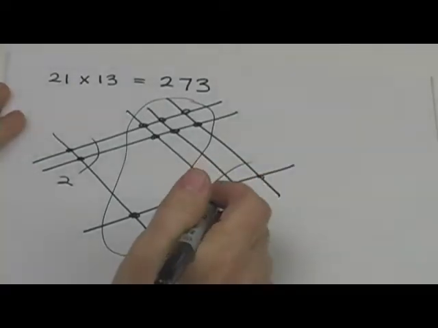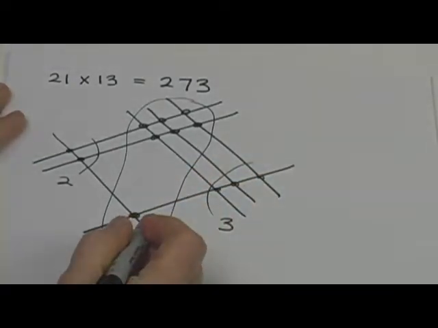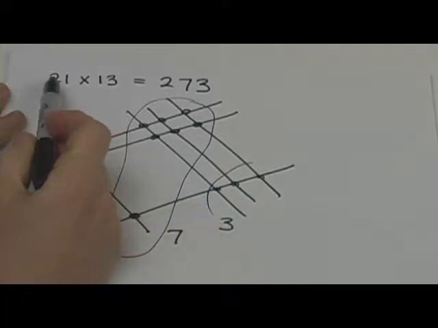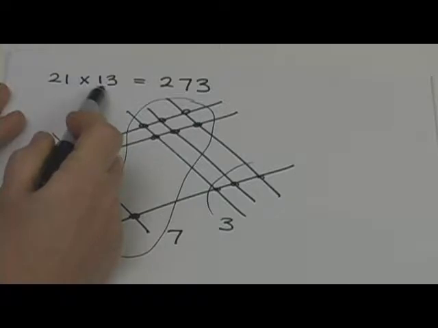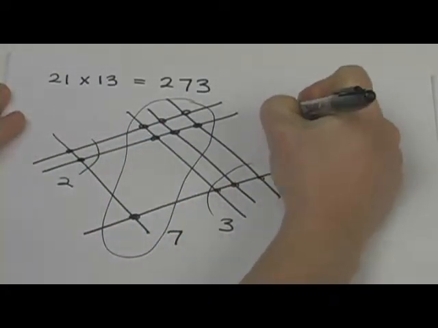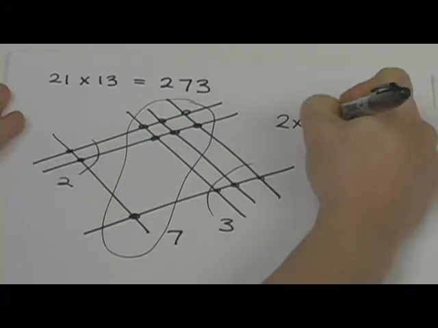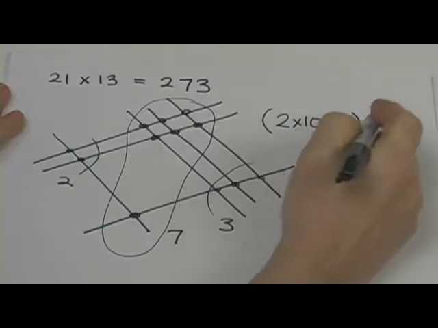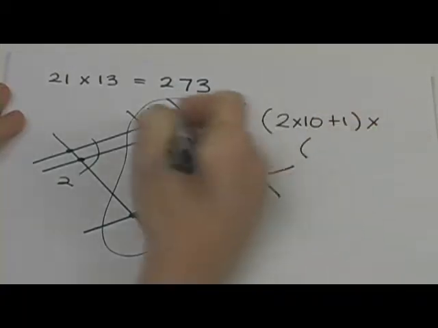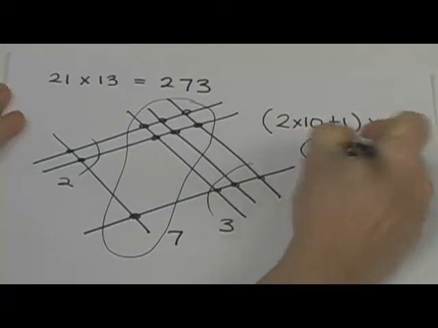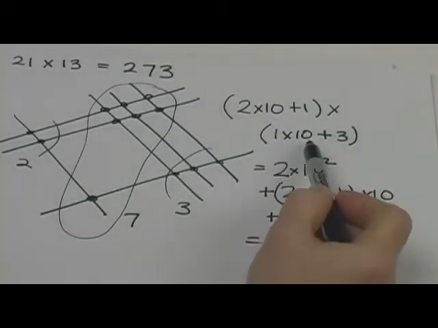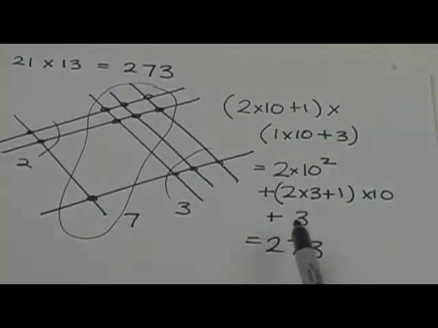Now if you're wondering, wait a minute, there's something fishy going on here. Well, all these lines are just placeholders for multiplication. For example, if we wanted to multiply 21 by 13, that can also be written as 2 times 10 plus 1, right? 2 times 10 is 20 plus 1 is 21. And then we're going to multiply that by 13, which is really 1 times 10 plus 3.